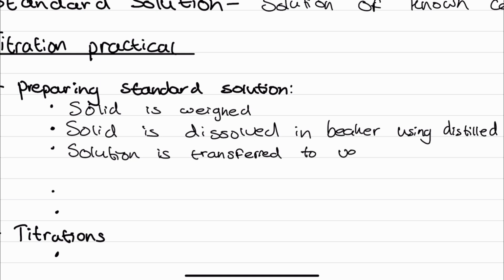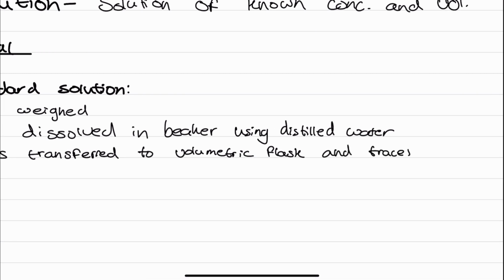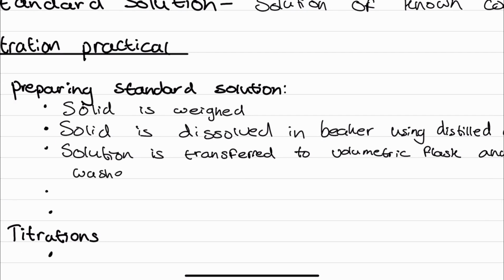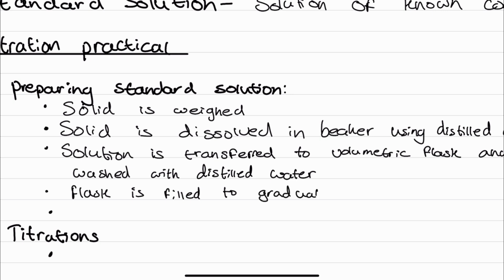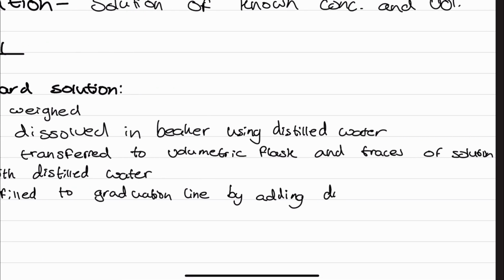Third step is that the solution now is transferred to a volumetric flask, and the traces of solution are washed into the flask, of course, with distilled water. Lastly, then the flask is filled to the graduation line by adding distilled water.